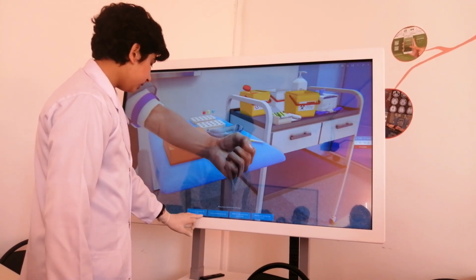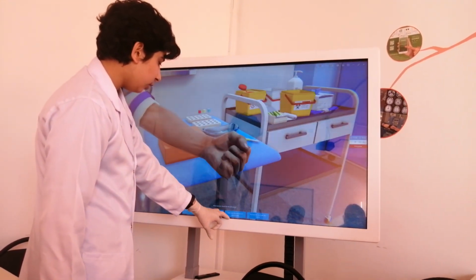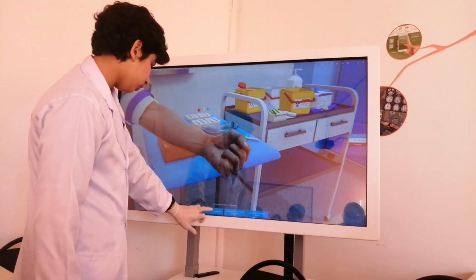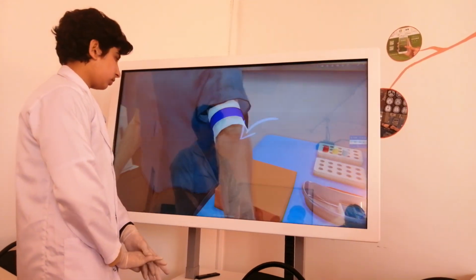Remove the tube from the holder. Choice of venipuncture site. Make sure the patient is in good health. Remove the cap from the needle. Choice of venipuncture site. Select the puncture site by palpation.